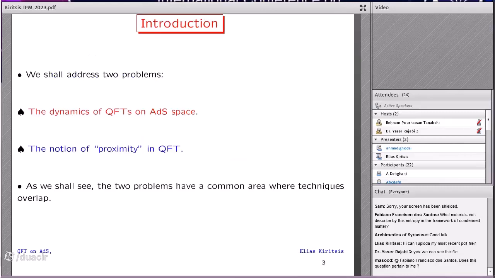So let me start with an introduction. What I would like to address today are, generically speaking, two problems. One of them is the dynamics of quantum field theories on AdS space, and the second is the notion of proximity in quantum field theory, something that I will explain in a moment. As we are going to see, the two problems have a common area where the techniques overlap, and this is why I would like to discuss them first.